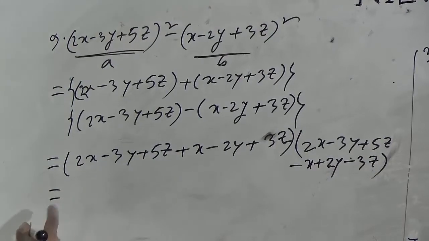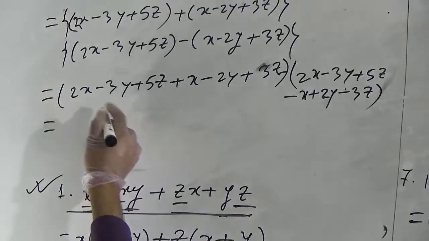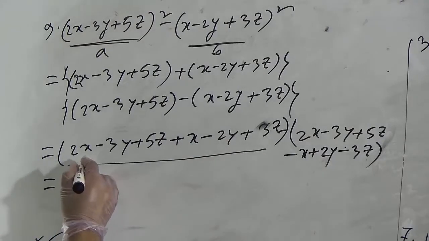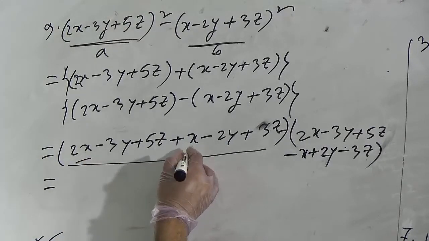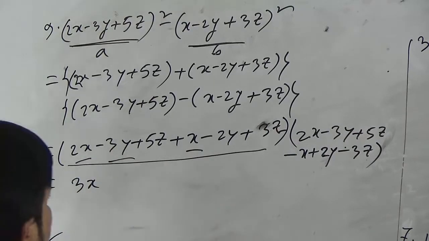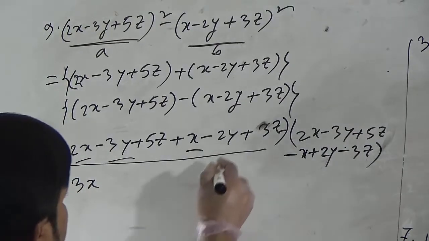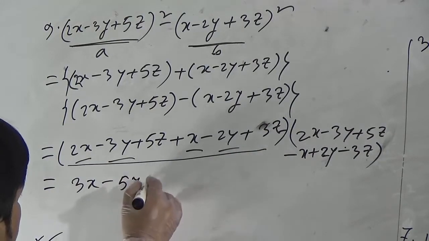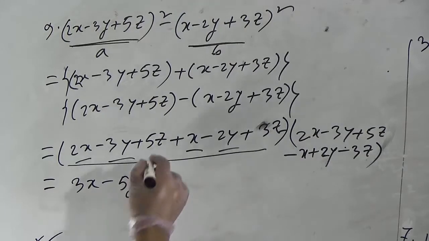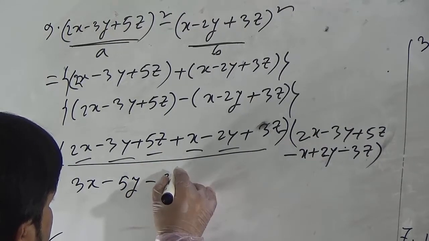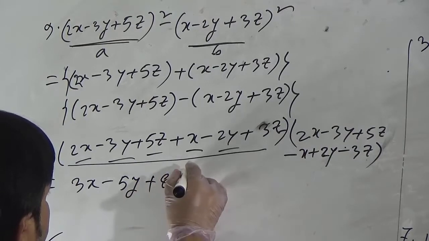Now calculate here. What will be the first expression? 2x positive, x positive, so we can write 3x positive. 3y negative and 2y negative, so we can say minus 5y negative. 5z positive, 3z positive, so we can say 8z positive here.